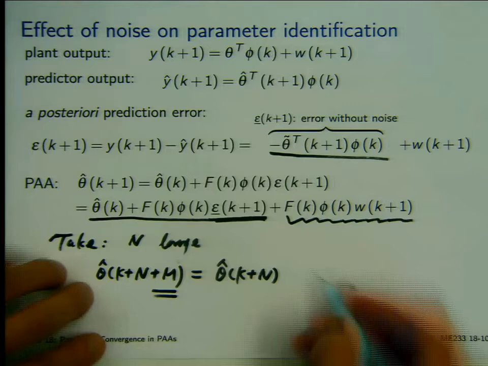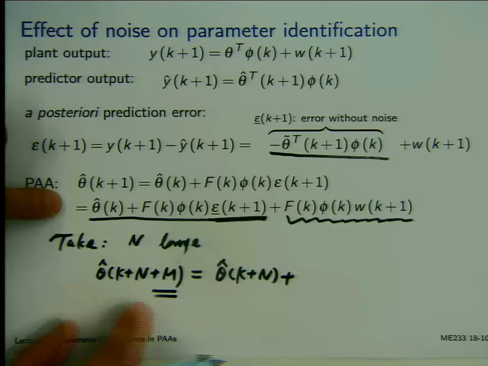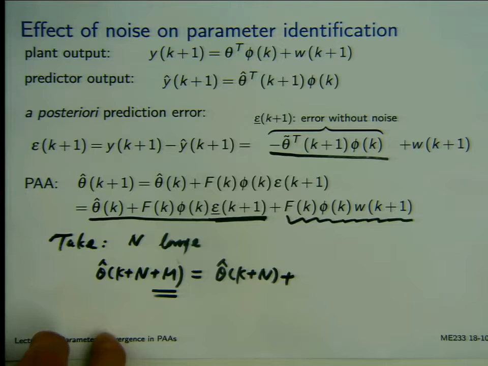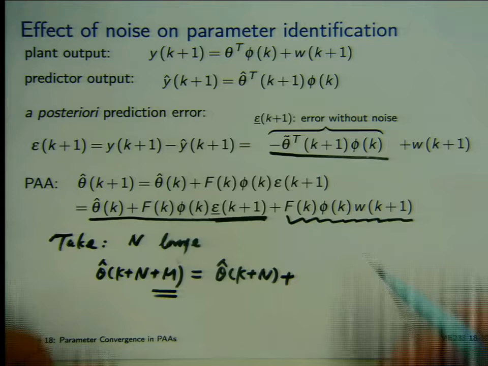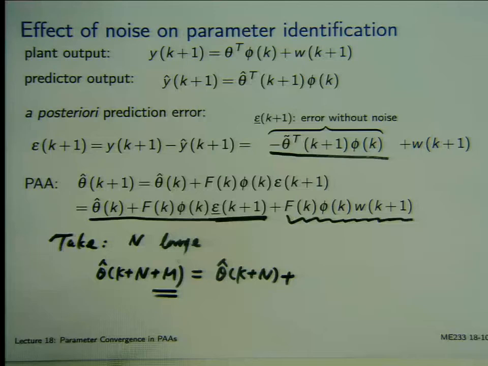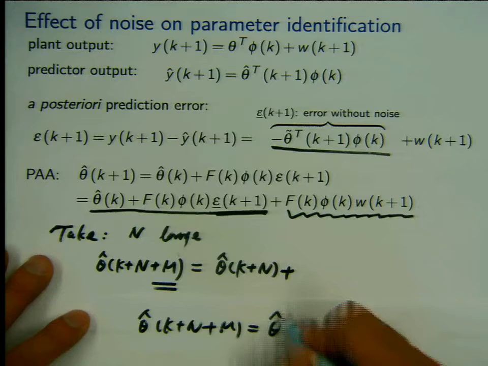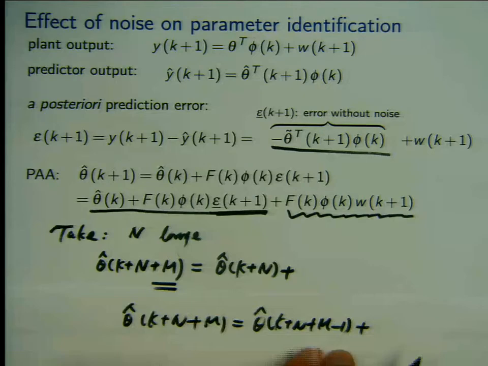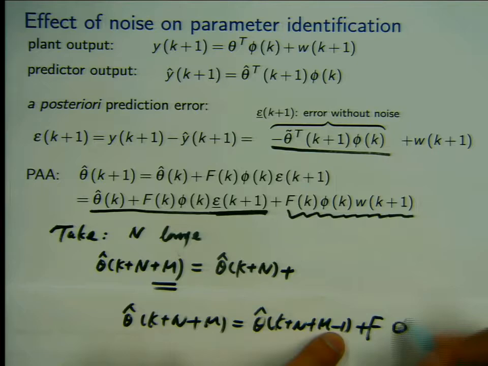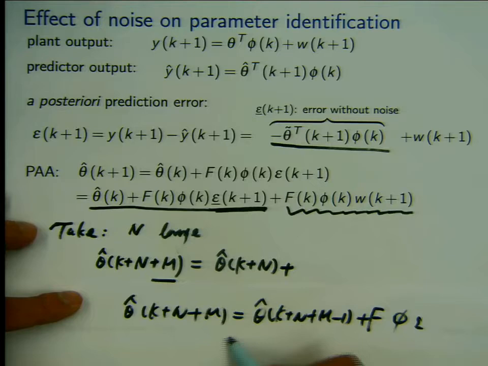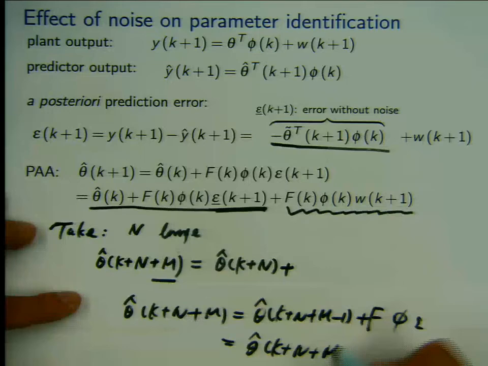Can someone give me the equation for this? From here to here, what's the relationship between these two? Let me give you a quick hint. I think you probably already know. It's going to be theta hat k plus n plus m equals theta hat k plus n plus m minus 1, one step back, plus F phi epsilon information plus something that looks like this. And then you go one more step back, theta hat k plus n plus m minus 2, then plus, plus, right?